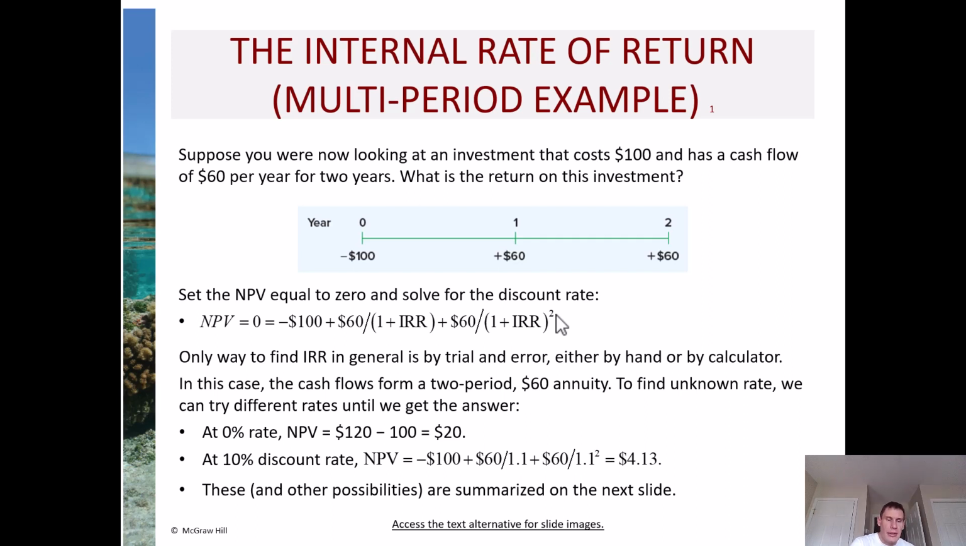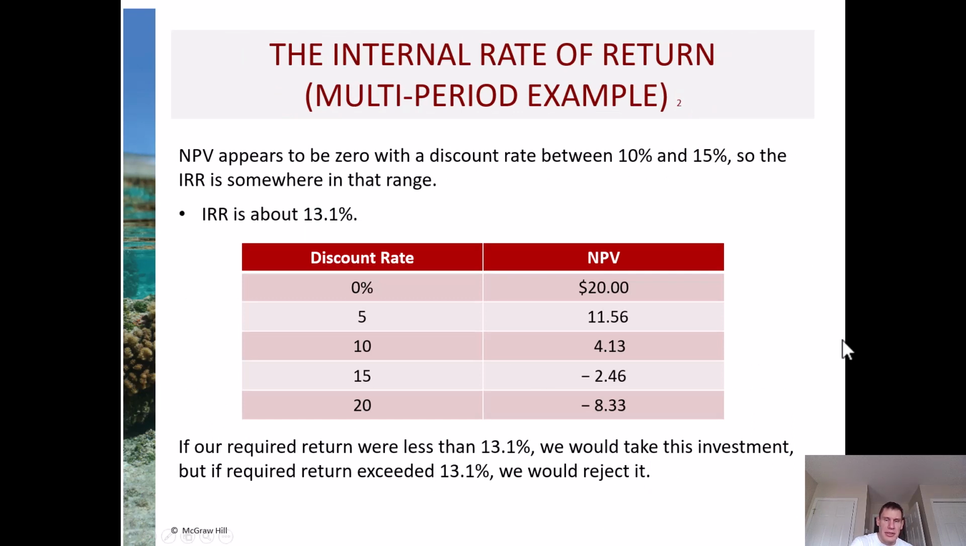So at a 0% rate, the NPV is 20. At a 10% discount rate, we get $4.13. We keep going. You can see some of the other examples I did here. So the NPV appears to be zero with a discount rate between 10 and 15%. What we're saying is the IRR is somewhere in that range. It turns out to be, if you do it in Excel or on a calculator, about 13.1%.